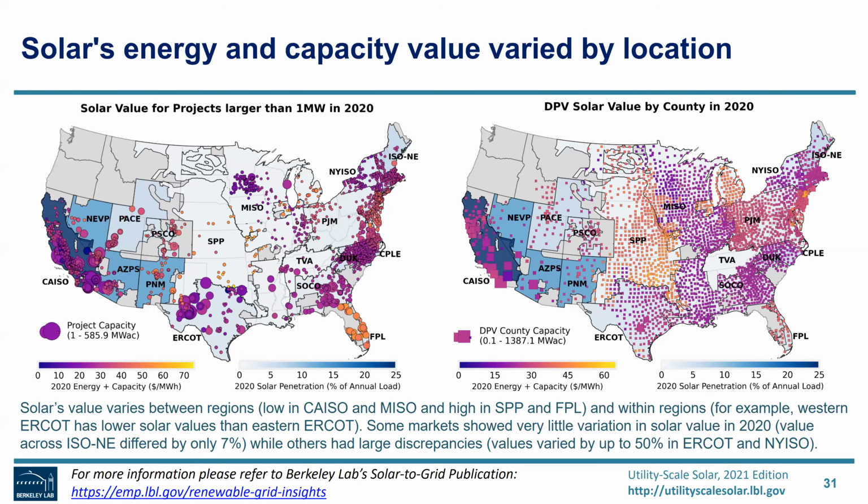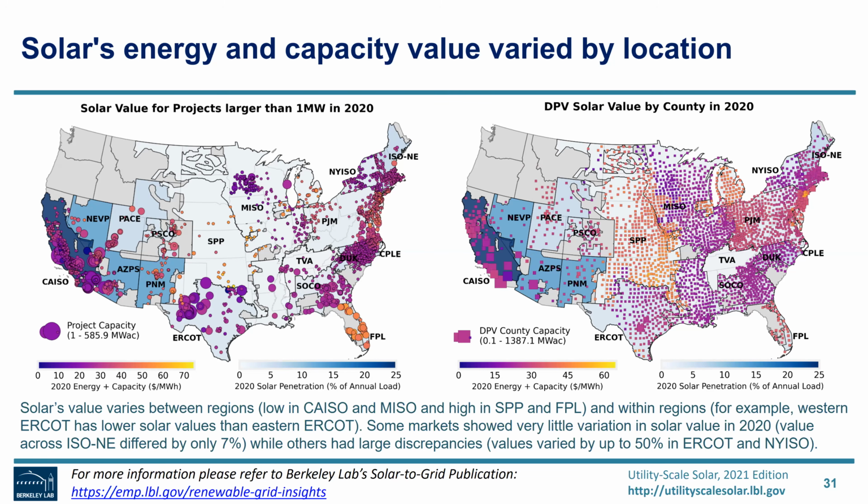Some project level value variation is based on generation profiles, but they also vary because of locational energy and capacity prices. Transmission constraints and associated price volatility can also play a large role here. If you are interested, you can go to an interactive data visualization on our project website and explore all of these estimates in much more detail. And you can actually also download a lot of the underlying data there.